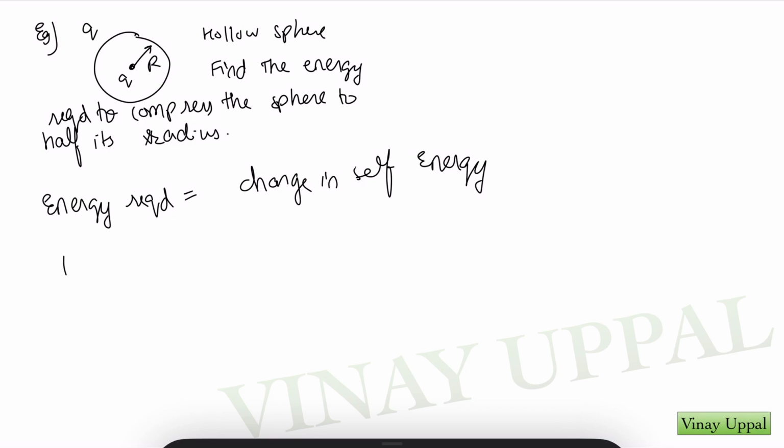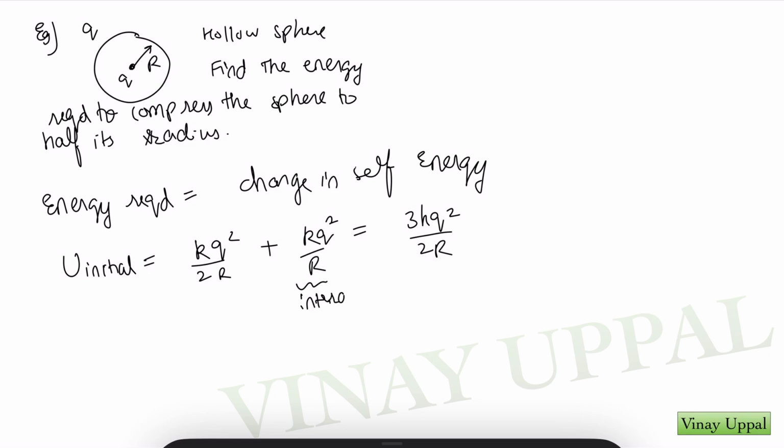Alright, so the initial self energy for the sphere alone would be kq squared by 2r, plus, what is the interaction energy between the sphere and the point charge? The potential due to the point charge at a distance r is kq by r, times the charge of the sphere, so kq squared by r. So this will be 3kq squared by 2r. This is the interaction energy between the point charge and the sphere, and this is the self energy of the sphere. And the sum is the total self energy or the total potential energy of the entire system.